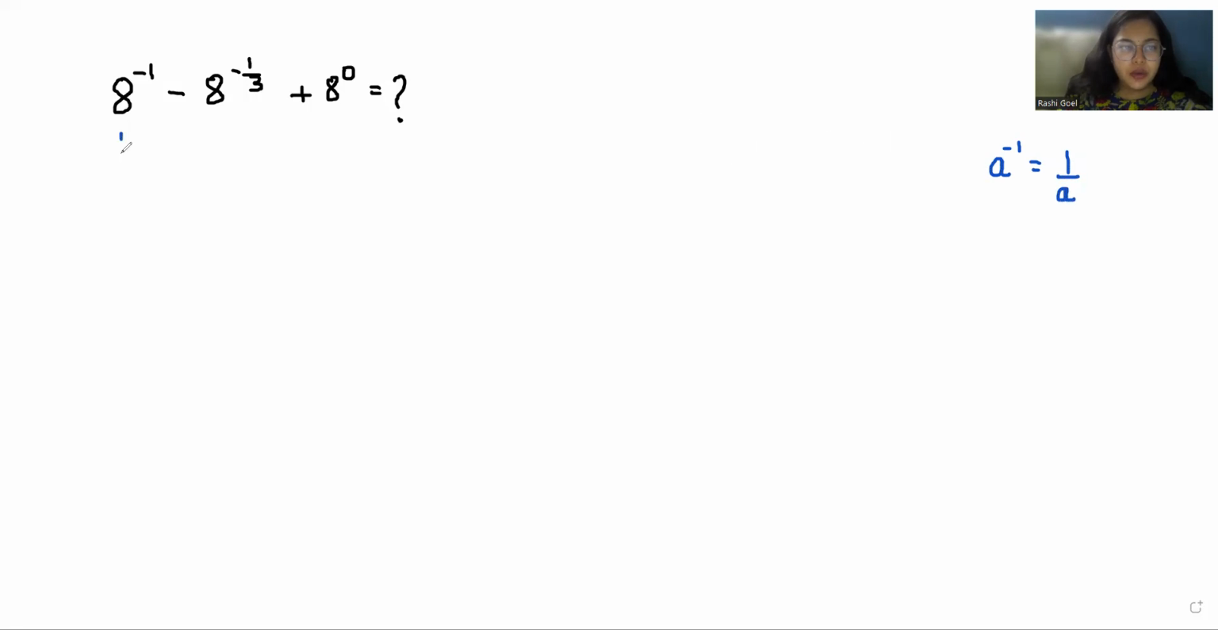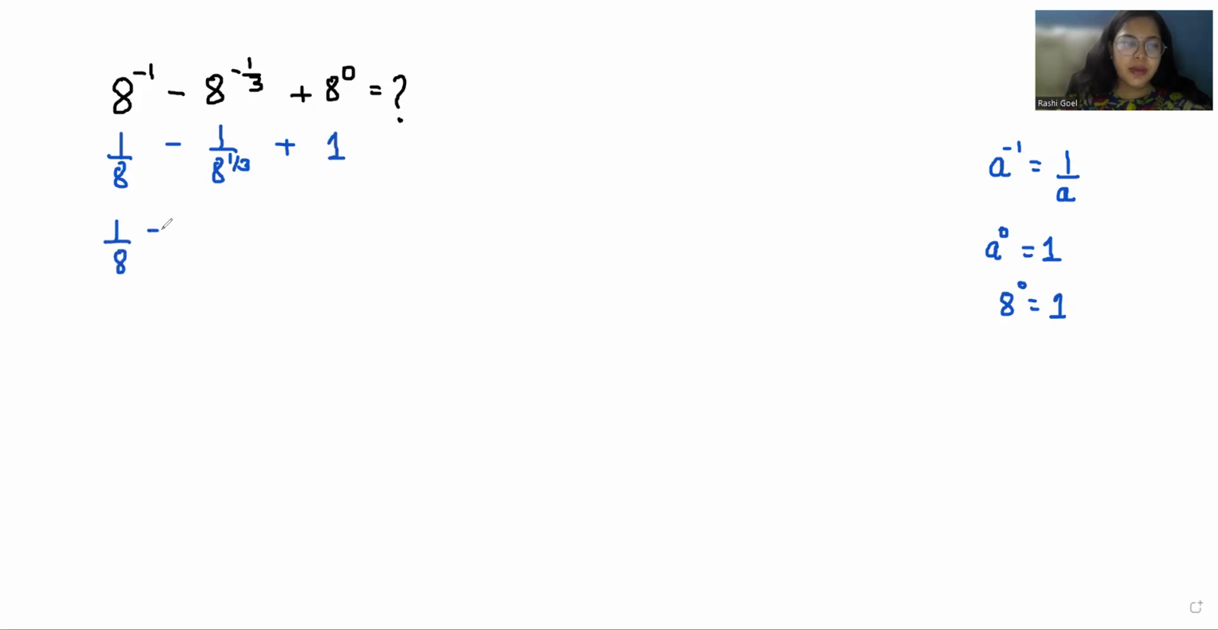So it becomes 1 by 8 minus 1 by 8 power 1 by 3 plus a power 0 is equals to 1. A can be any number. 1 power 0 is also 1. 2 power 0 is also 1. So 8 power 0 is also 1. So we can replace this with 1.